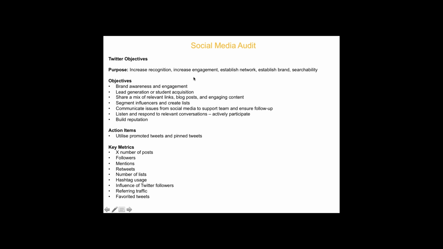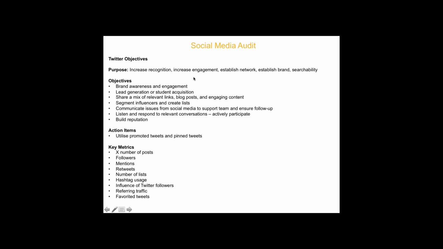Then to share a mix of relevant links, blog posts, and engaging content. Then segment influencers and create lists. So on Twitter, you find there are so many media lists, so many media influencers, entertainers who are active on Twitter. Last week, we laughed about Somizi being a verified user on Twitter. These are people that you want to target. Those verified users are the people that we actually want to target. So again, you want to segment these influencers and create lists.